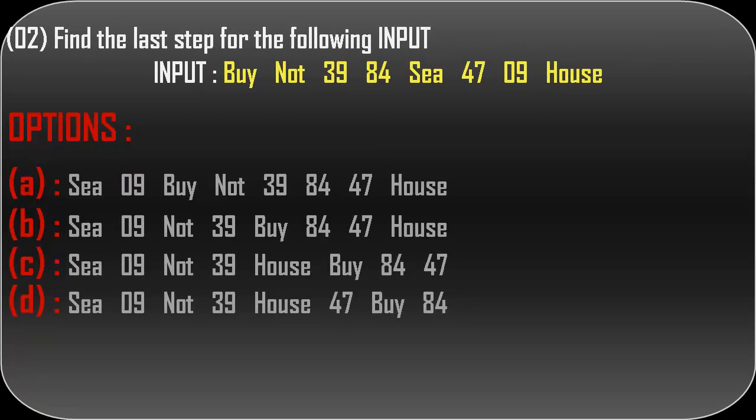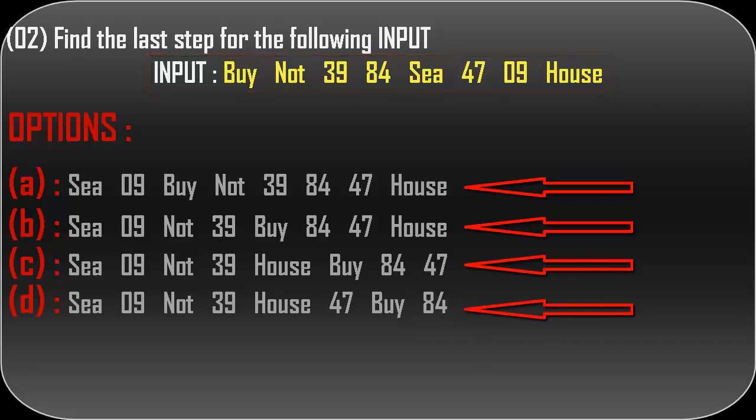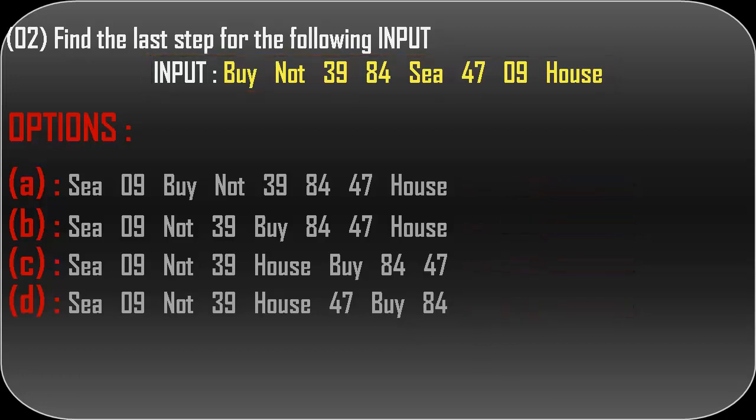The question says, find out the last step for the below given input, and the input is given as this. Four options are given and we have to find out the correct one. We have also discussed this type of question in our last tutorial where an input is given and we need to find out the last step. So you don't have to waste your time in finding each step to get to the last one. We know the pattern here, right?